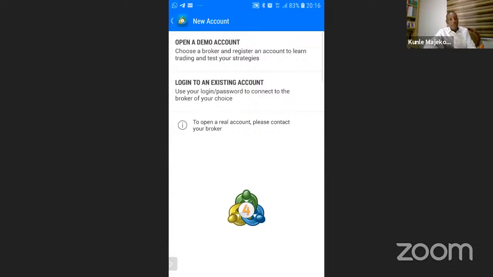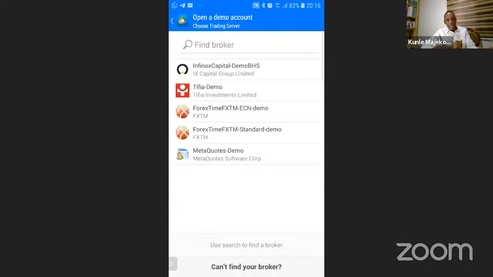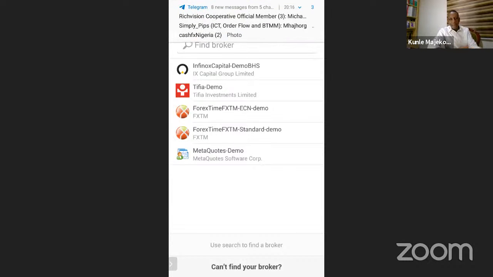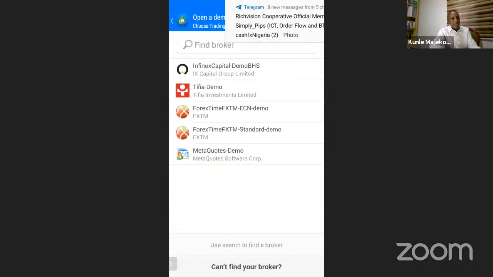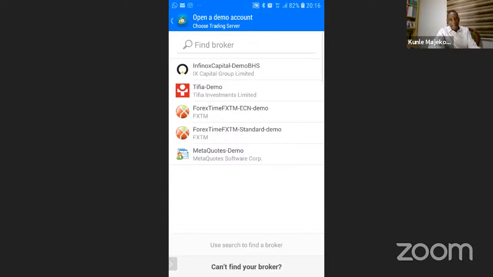Now, for most of us, what we want to do tonight is open a demo account. So I click on demo account and I type in the name of my broker. Now, I don't know which one you are familiar with. If you have any broker that you know, just mention their names right now, type in their names, any broker. Let's see if they are here. Begin to send in the names of your brokers now. Okay.